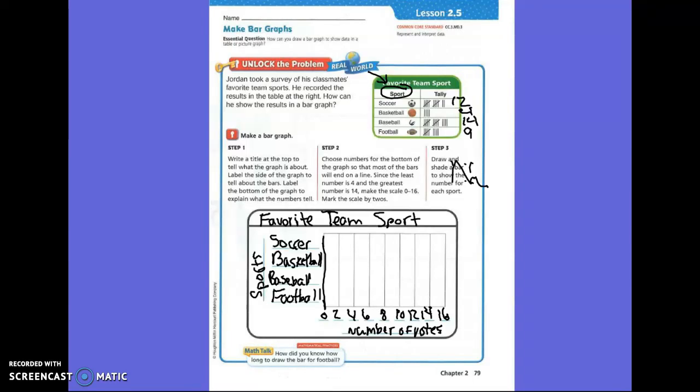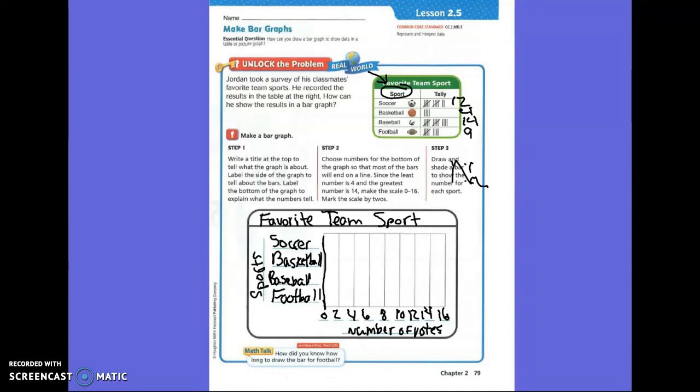Then we need to go to step 2. I guess that's kind of what we did. Choose numbers for the bottom of the graph so that most bars will end up on the line. Since the least number is 4 and the greatest number is 14, make the scale 0 to 16. Mark the scale by 2s. It was right there on our paper. Sorry, I thought they wanted us to do that because it said explain what the numbers tell, but I guess it was just the label that they wanted us to do.